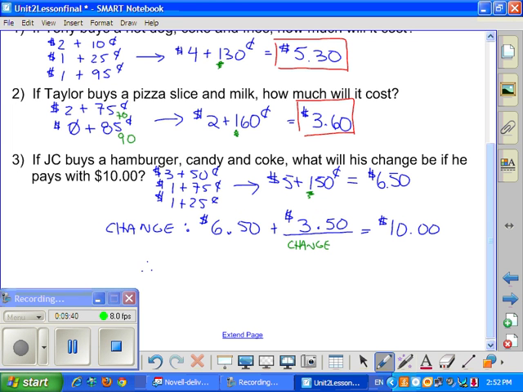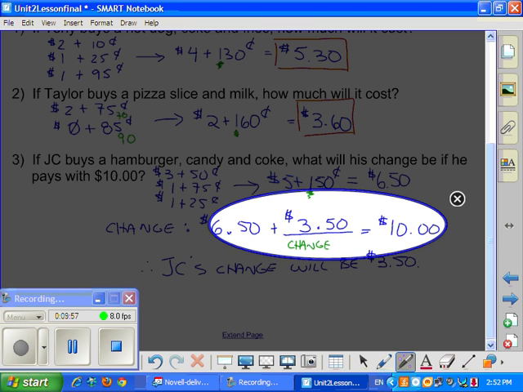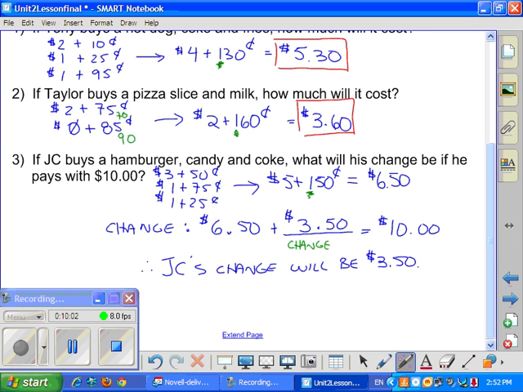So therefore, JC's change will be $3.50. Okay, we're going to work on this process exclusively in the next couple of lessons. We're going to spend a whole day practicing making change. So I'm more worried about you being able to add today and round to the nearest nickel.